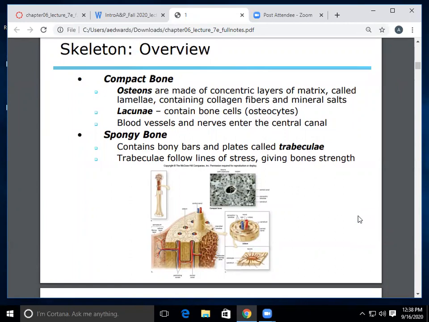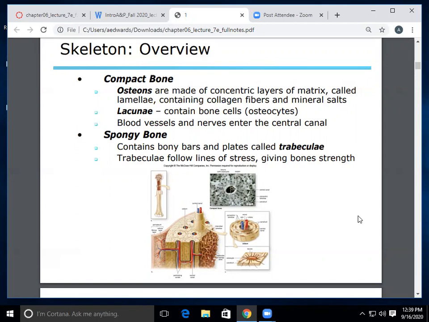So inside your bones, you have these structures called osteons. And they are made of these concentric rings or layers of matrix. We call those lamellae. What do they have in them? They have collagen fibers. Remember when we learned about collagen? Okay, part of connective tissue. And they also have mineral salts. Right, you know, you need minerals for your bones.